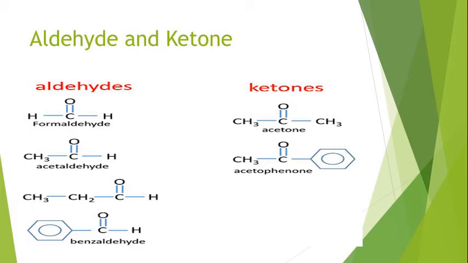In second example, 2 valencies of carbonyl group are satisfied by hydrogen atom and other by carbon atom, which is called acetaldehyde. In third example, you can see that 2 valencies of carbonyl group are satisfied by 1 hydrogen atom and the other by alkyl group.